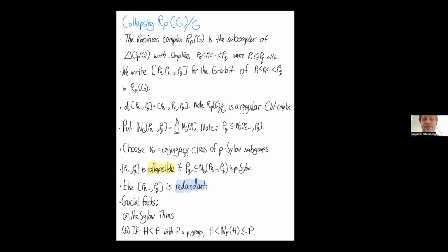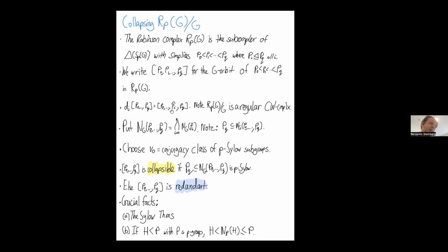So now I'm going to tell you very explicitly how to collapse the Robinson subcomplex of the p-subgroup complex using one of these schemes. So again, the Robinson complex is the vertices are the non-trivial p-subgroups, and the simplices are chains of p-subgroups where everybody's normal in the biggest guy. Okay, and then I'm going to put brackets around a chain for the G orbit of this chain. Remember I'm interested in the quotient of this thing by the action of G, so I'm looking at orbits of these chains, and I put brackets around it for the order.